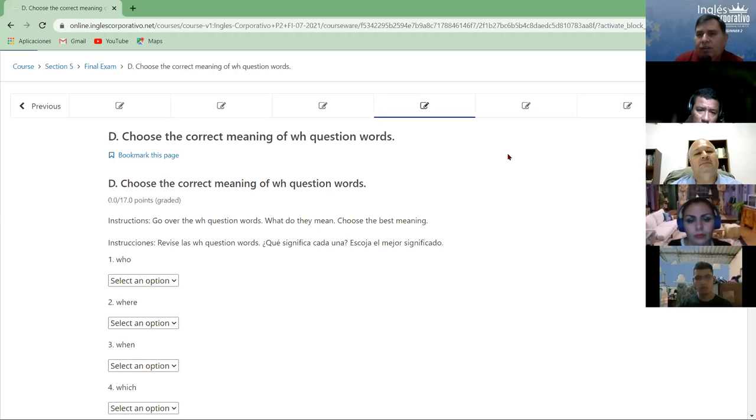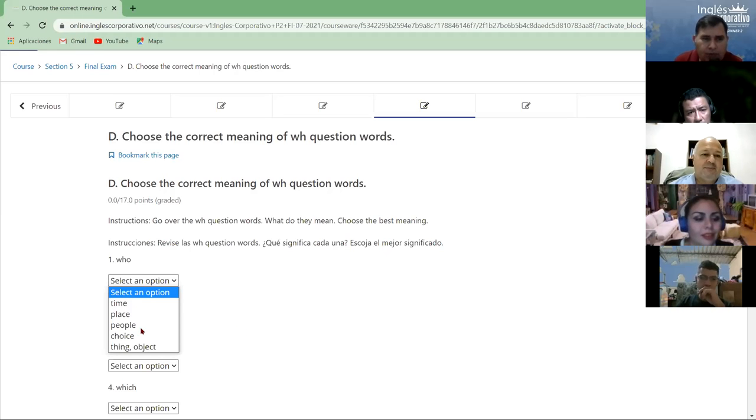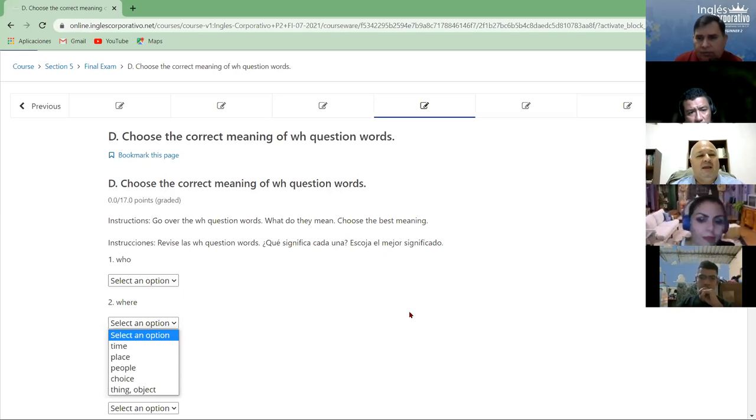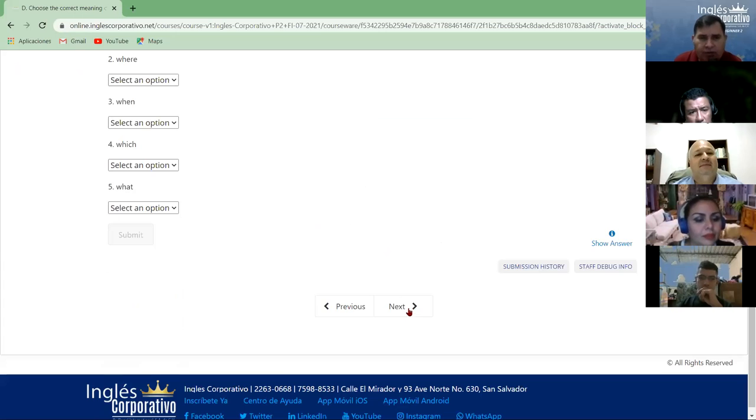Okay. Now in this one, D, choose the correct meaning of WH question words. WH question words are what? What, where, when, who, why, how often, how long, right? Okay, here you have translation. Who? People. Where? Place, etc. So, and you continue with all of the others.